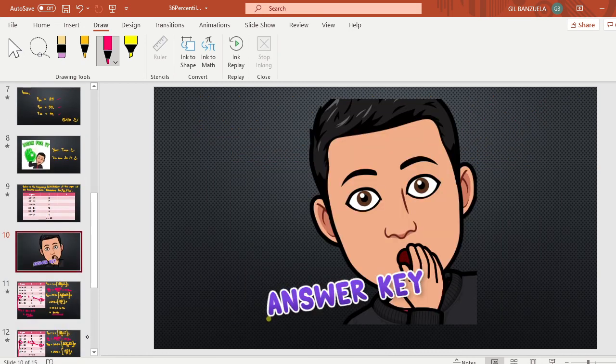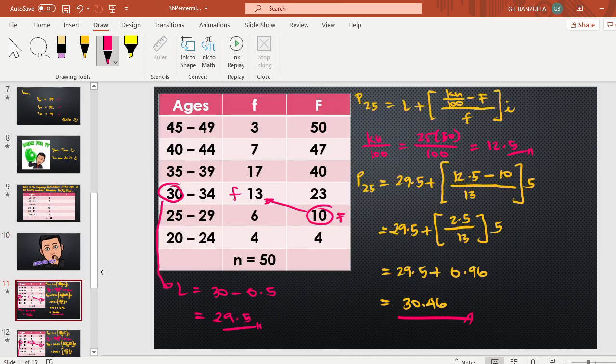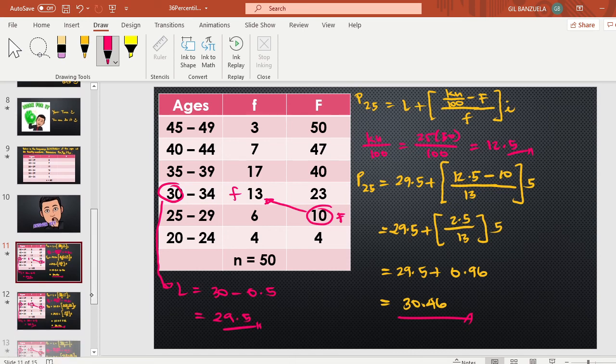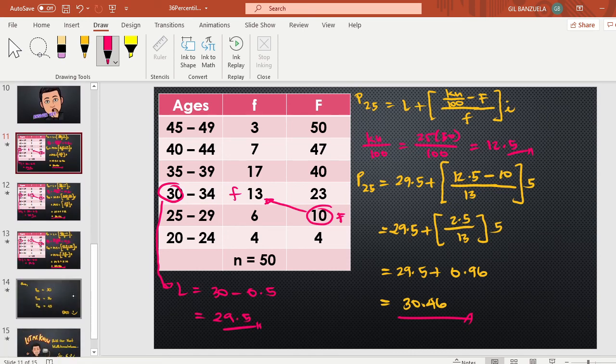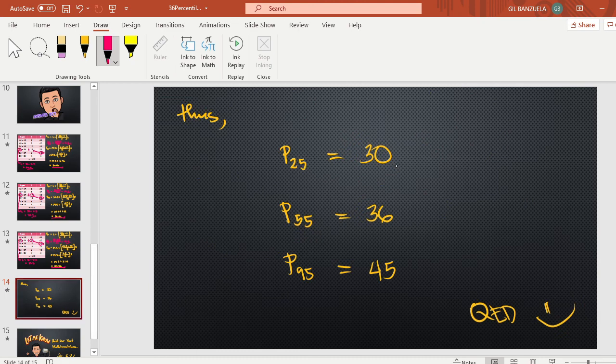And your 20 minutes is gone. So here are the answer key. So our P of 25 is equal to 30.46. So therefore, the P of 25 is on the 30th position. P of 55 is on the 36th, and P of 95 is 45.